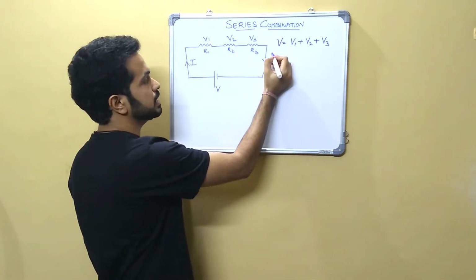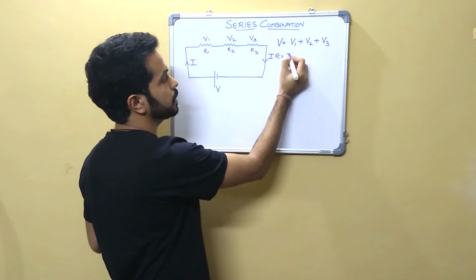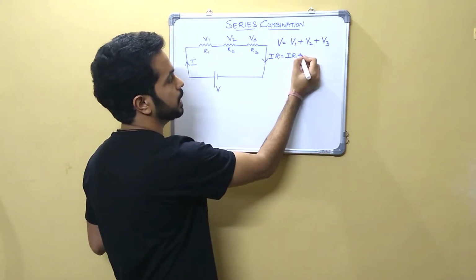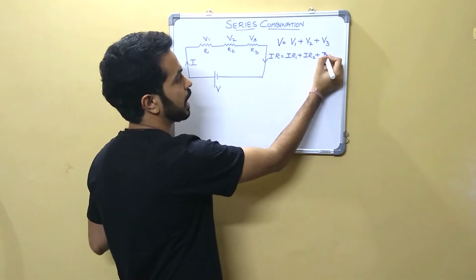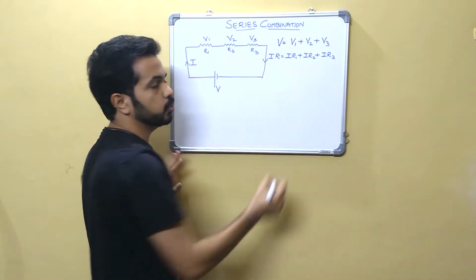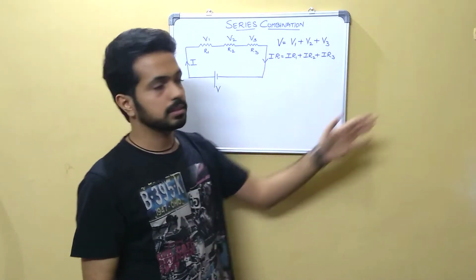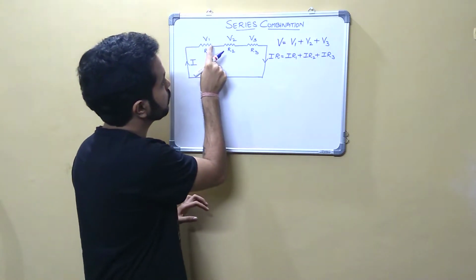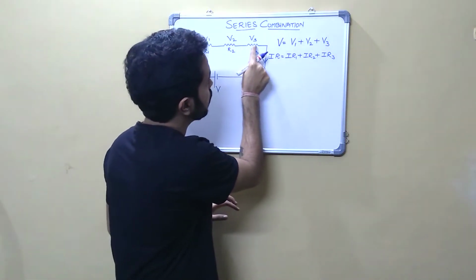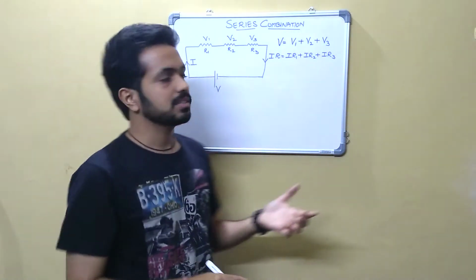So here I can say V is equal to IR from Ohm's law. V1 will be IR1, plus V2 is IR2, plus V3 is IR3. Now you might be wondering why am I not using I1, I2, I3? Because as you can see over here, the same current I is going to flow through R1, then through R2 and then to R3. So the current flowing through each of the resistors is the same.